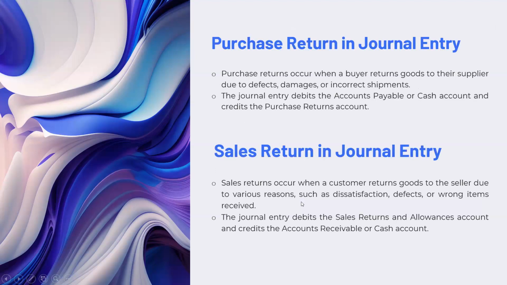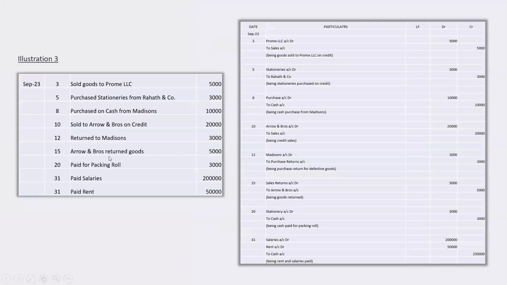And then purchase returns and sales returns. This is how it is done. If it is a purchase return, always mention it here as purchase returns account. And if it is a sales return, always mention it here as sales account debtor. Be sure you're seeing all the transactions from the organization's point of view.